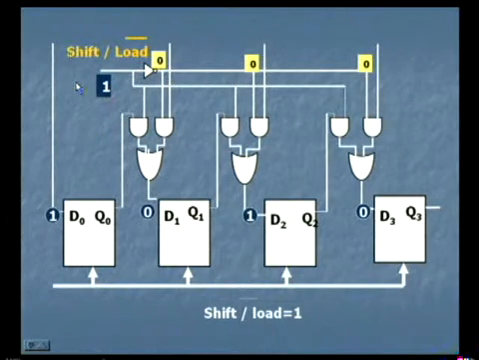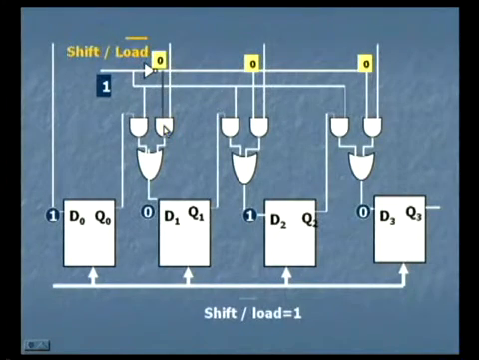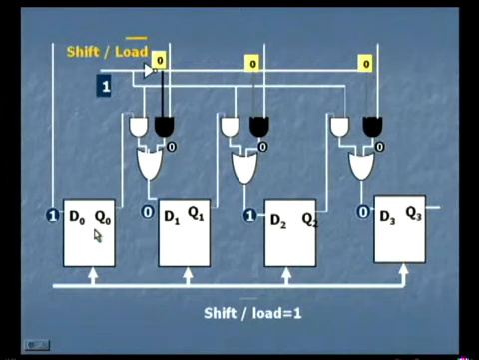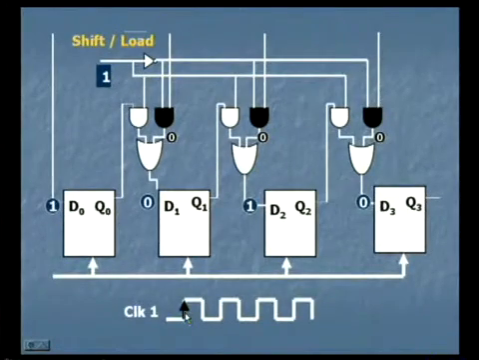Then upon loading, it is now time to shift these contents. So, to make shift, load bar is equal to 1. Simultaneously, all these are inverted and become 0. So, these AND gates 1, 2 and 3 become disabled, whereas other AND gates receive the input from the individual D flip flops. At first, on the first clock pulse, the content will be moved to the right.